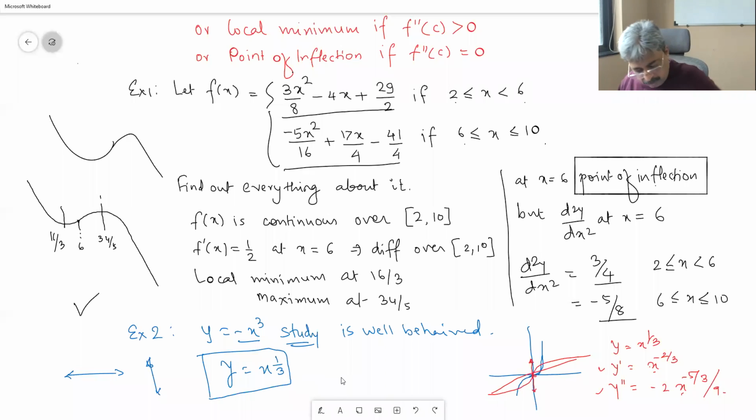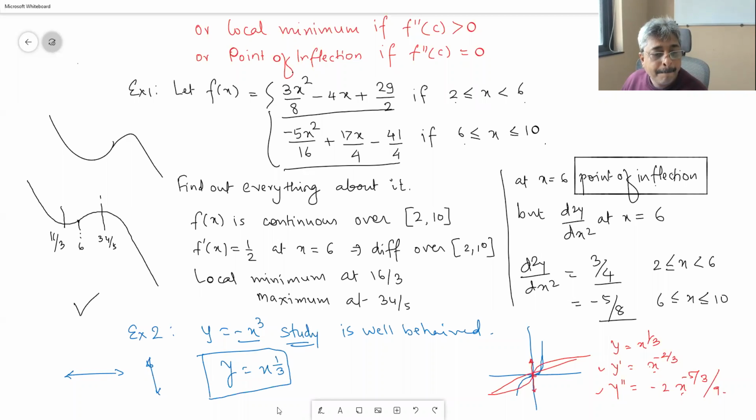Okay, so I think we have 35 minutes with us, and we should solve a couple of problems. So we are nearing the end of differential calculus.